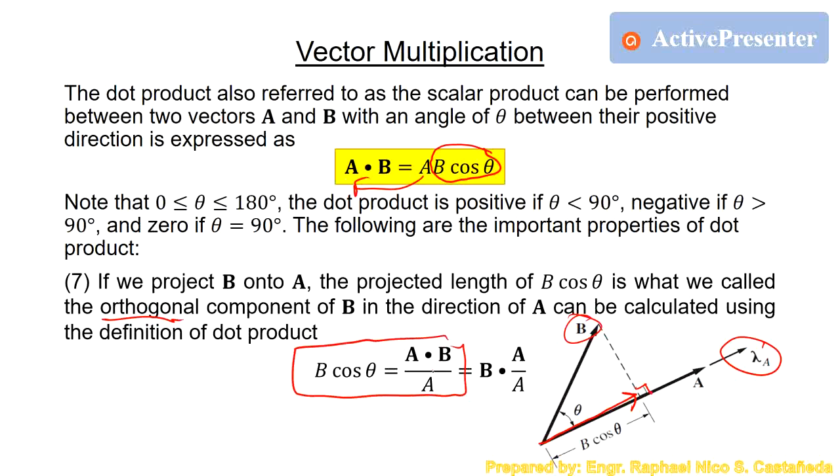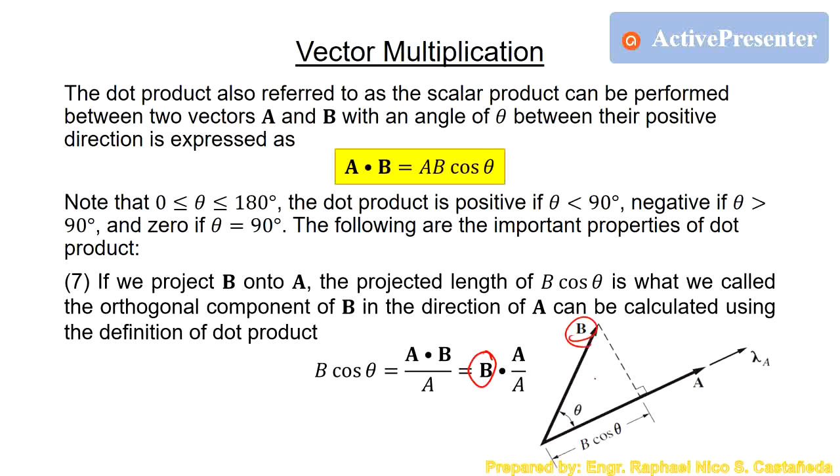So if we apply dot product, this one right here is the unit vector of A, which is this one. So you just apply dot product to vector B, which is the vector that you want to get the orthogonal component of, with the unit vector in the direction where you want the orthogonal component of vector B to go. So this is a formula that you need to remember also, because we will have some applications of this one. So vector B dot lambda A.